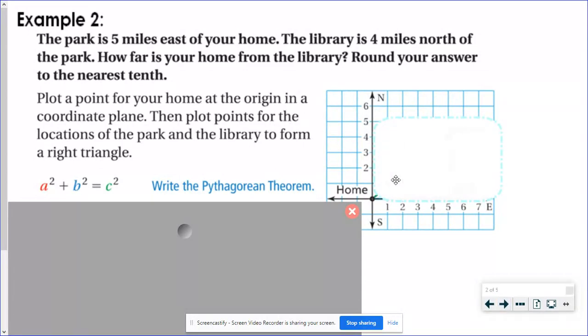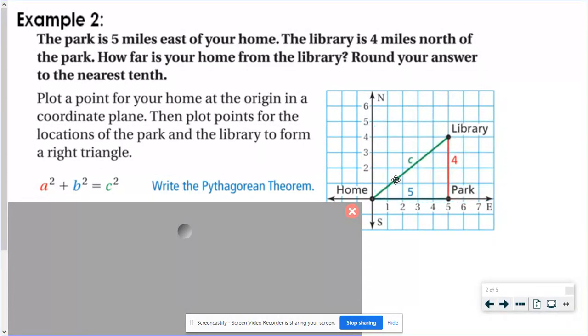So here's the picture. They just happen to put it on the coordinate plane. Now you're going to notice these are exactly the same numbers that we just did on the last slide. We know what this answer is going to be, but this one is showing you, since the park is 5 miles east of your home, they said the home is right here at the origin. 5 miles east would be 5 squares, and then the library is 4 miles north of that. Again, when we use those cardinal directions, we can assure that we've got a right angle right there.